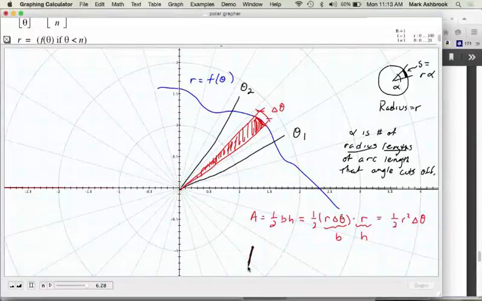Just from the starting angle to the ending. Right, we're going to integrate from theta 1 to theta 2 all our typical triangular wedges. And that's going to give us the total area between theta 1 and theta 2 out to our function, the blue function.